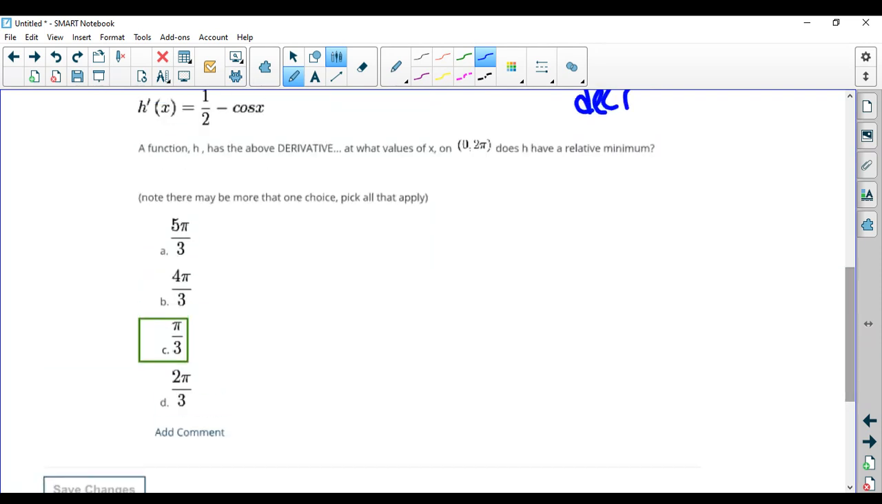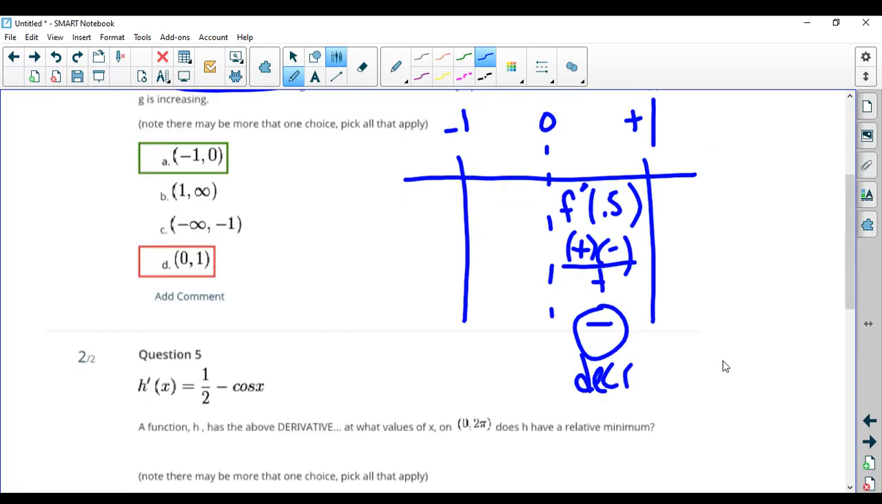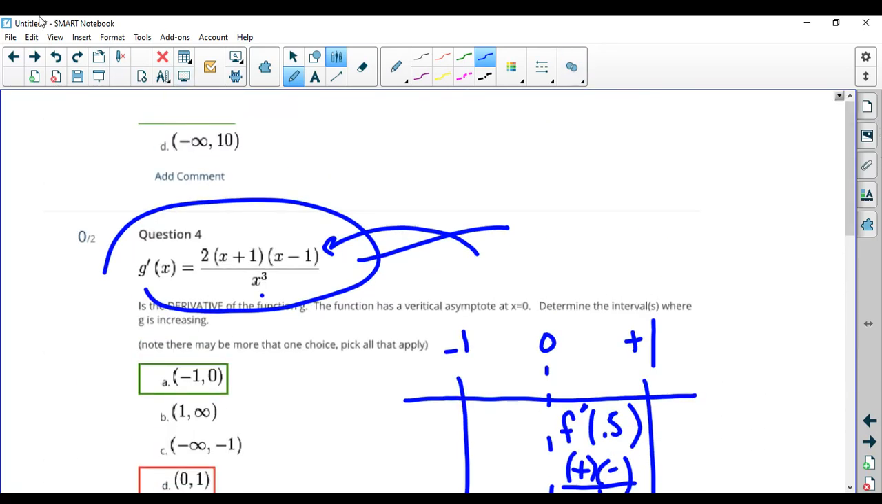Question number 5, you picked pi over 3 on that one, and that was correct. So hopefully that puts you on the right track. If not, if you need more help, please let me know.